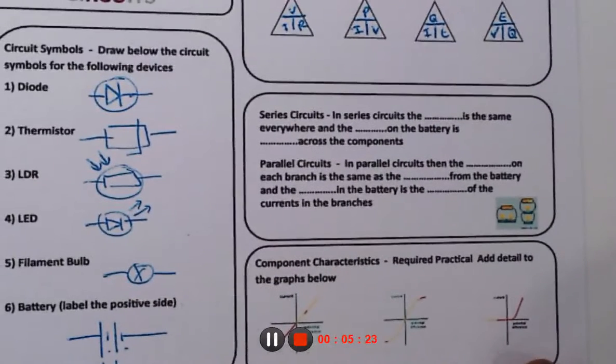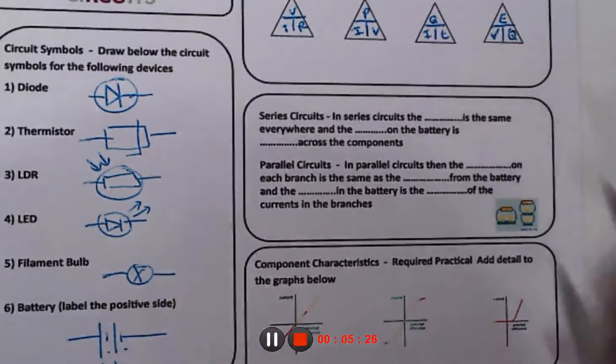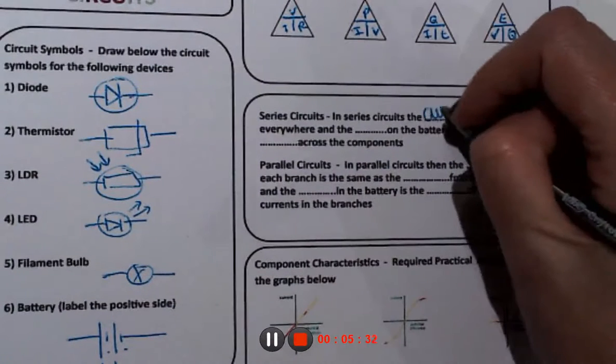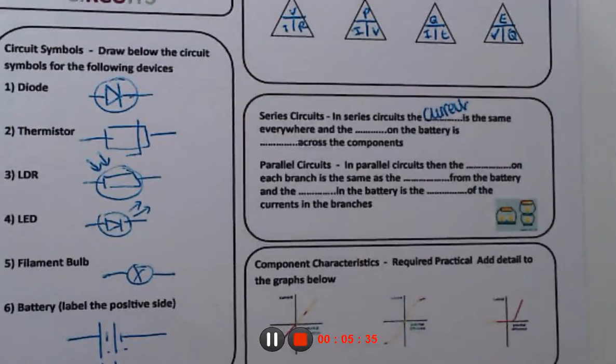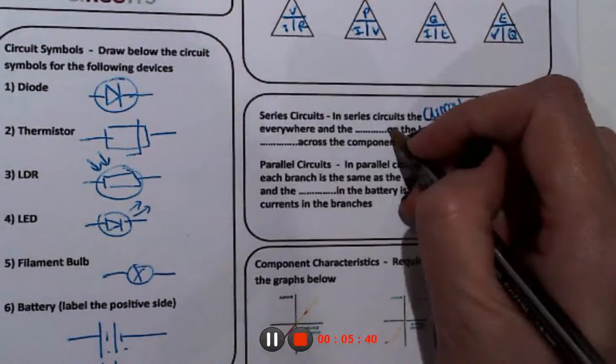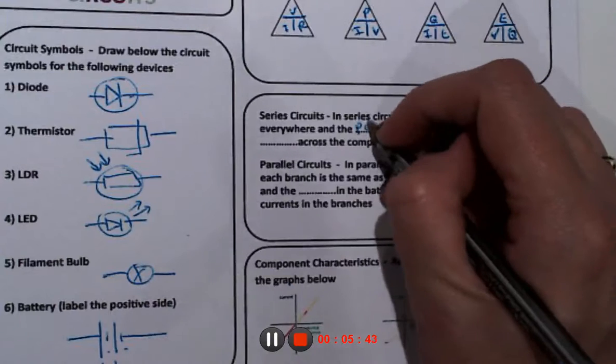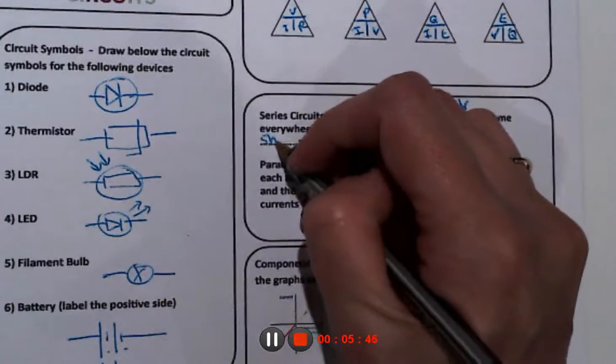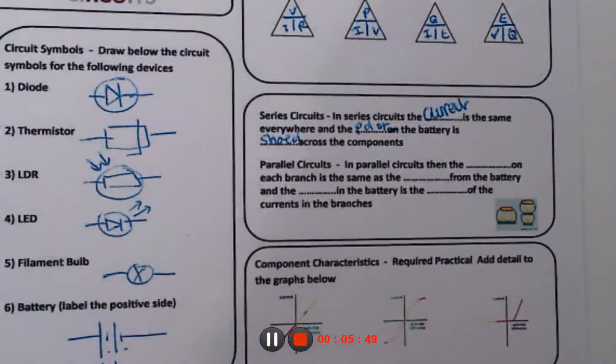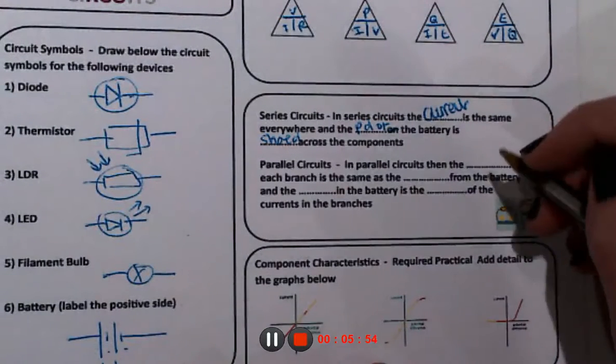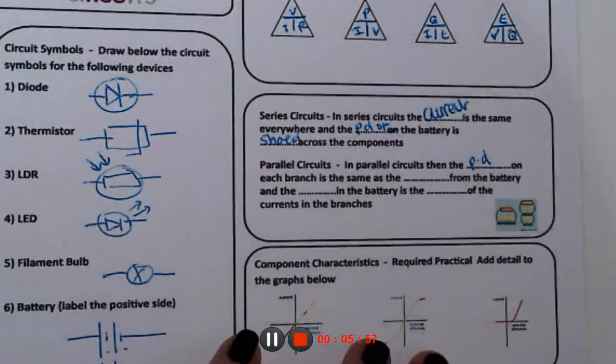Let's have a little look at these. In series circuits, what's the same everywhere? Okay, it's the current. And the potential difference of the battery is shared across components. In parallel circuits, then, the PD on each branch is the same, so the potential difference in the branch is the same as the PD from the battery.